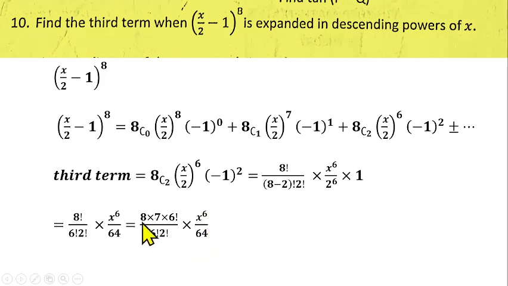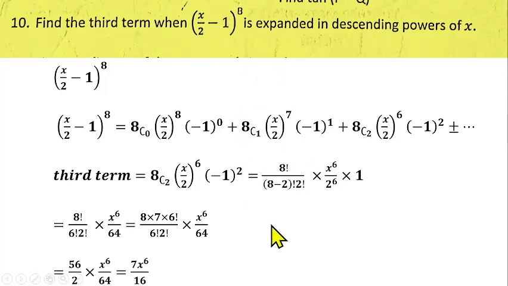Then from there you'll be having 8 times 7 over 2, then 2 factorial is 2. So you'll be having 8 times 7 is 56, divided by 2, times x raised to power 6 over 64. If you simplify that further, that should give us 7x raised to power 6 over 16 as the third term of the expansion.